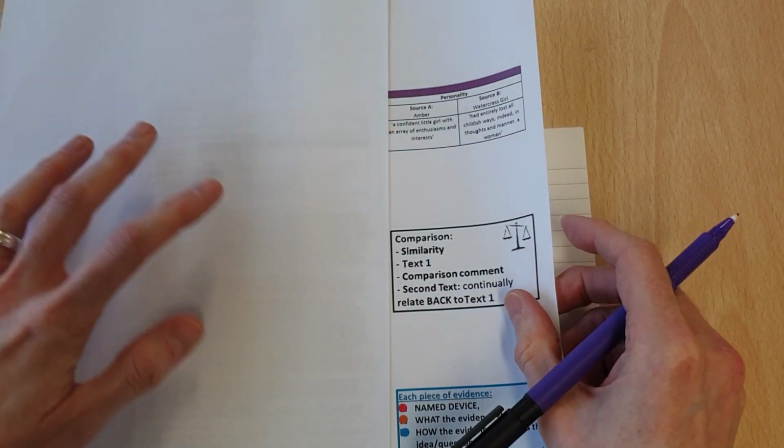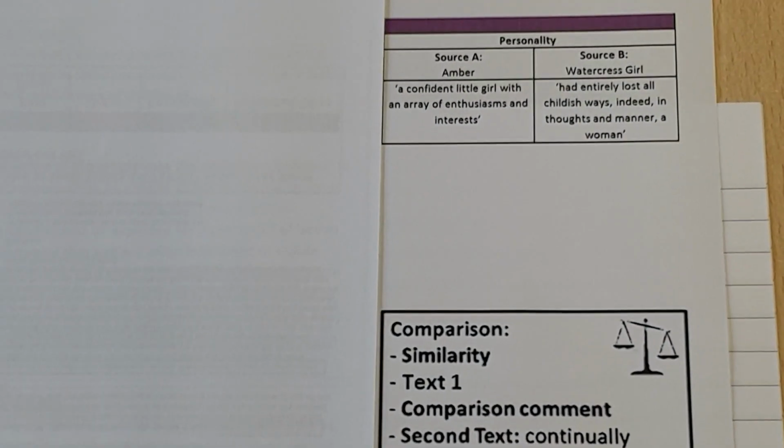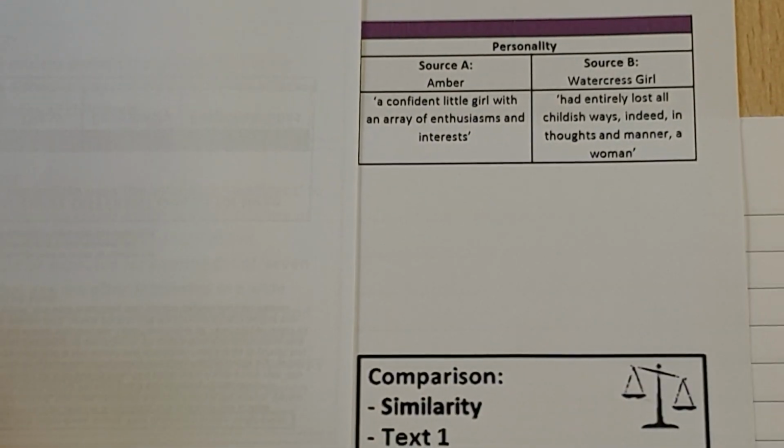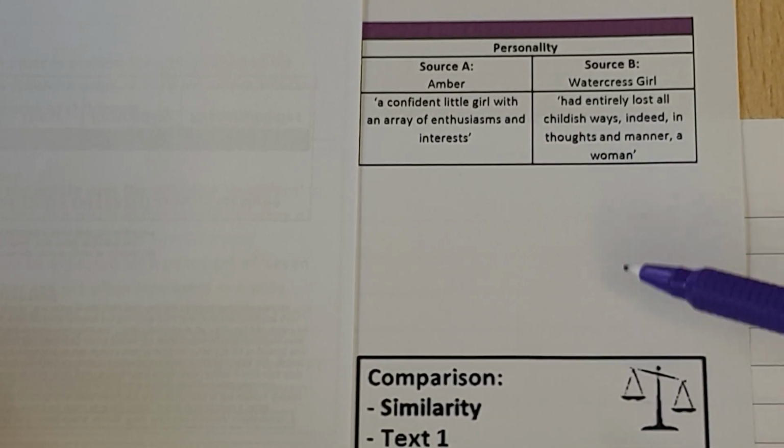Okay, so what I think we're going to focus on is, I think I'm going to go slightly off what we've been planning. I think we're going to look at their personalities and how those have been affected by their childhood experiences. So the quotations that I'm going to focus on are, just cover my little model up for you, a confident little girl with an array of enthusiasm and interests for source A, and for source B, had lost all childish ways, indeed, thoughts and manner, a woman.